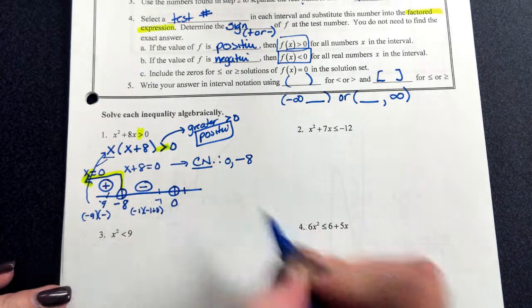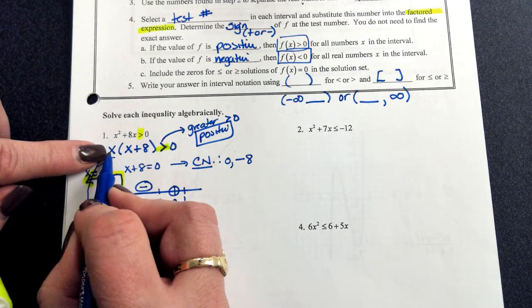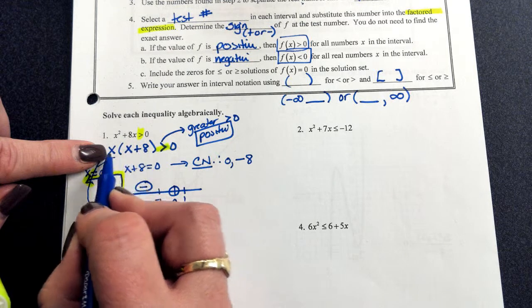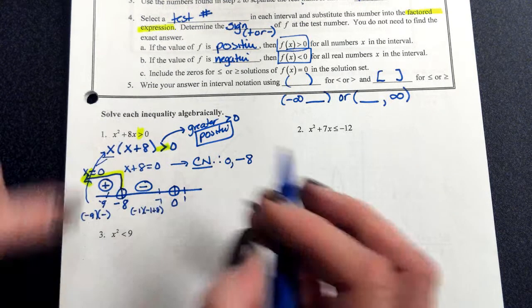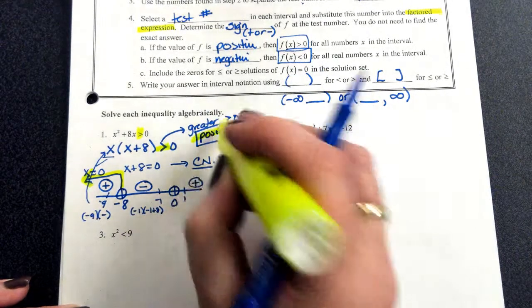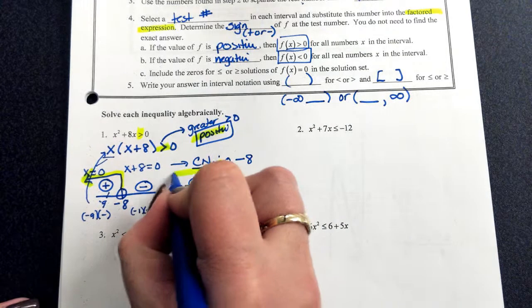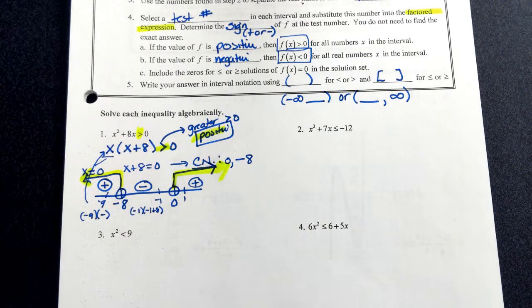So now I need to pick a number larger than 0. I'm going to go ahead and pick 1. Plug 1 in. Well, 1 is positive. 1 plus 8 is positive. So a positive times a positive would produce what? Positive. So again, remember, I'm looking for positive intervals, so I have another interval that will produce positive answers. So I know there's 2 intervals that will be solutions to this inequality.